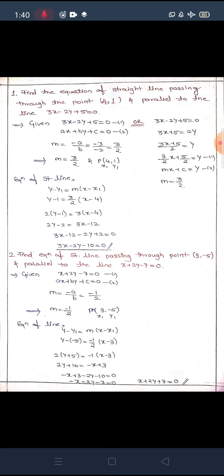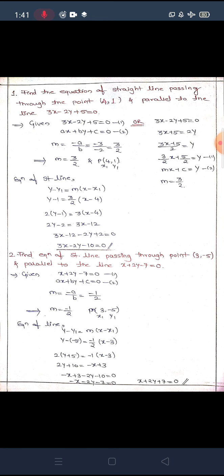You can write the next line as ax plus by plus c is equal to 0. Now compare equation 1 and equation 2. So m is equal to minus a by b. What is the value of a? Comparing 1 and 2, it is 3, and the value of b is minus 2. So minus and minus become plus. So m is 3 by 2 and the point is 4 and 1. If the lines are parallel, which form do you have to use? y minus y1 is equal to m times x minus x1. Just substitute the values: y minus 1 is equal to 3 by 2 times x minus 4.